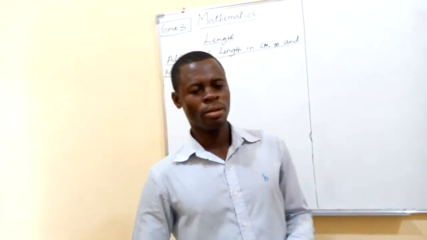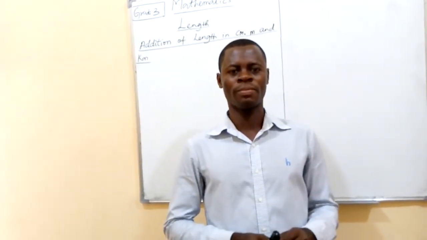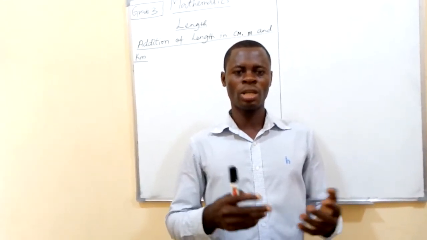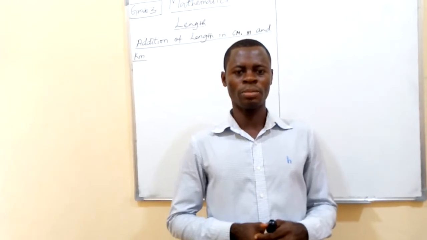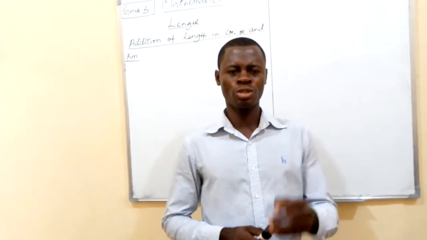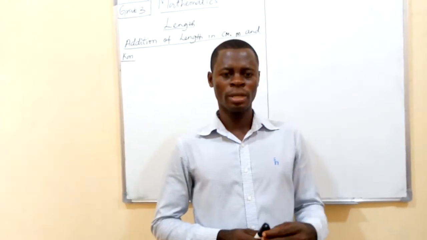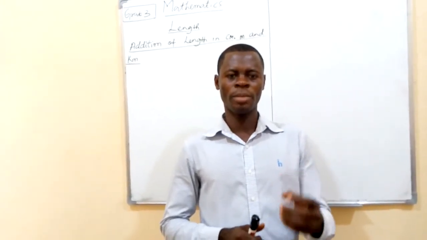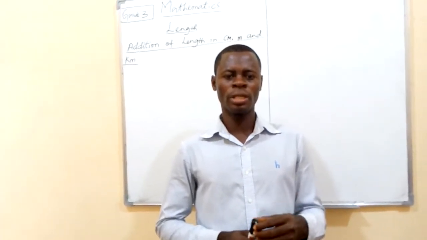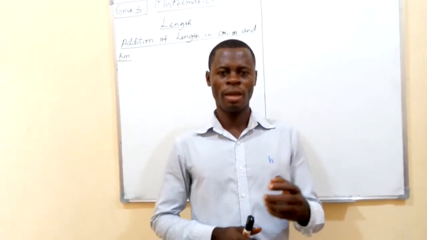Before we go into the topic of today, let's take a quick review of what we did last time. Last time we looked at length, and we discussed length as the distance between 2 points. We went further to look at the instrument used for measuring length, which includes tape, ruler, and a meter rule. We then proceeded to the unit of length, ranging from centimeters (cm), meters (m), and kilometers (km).